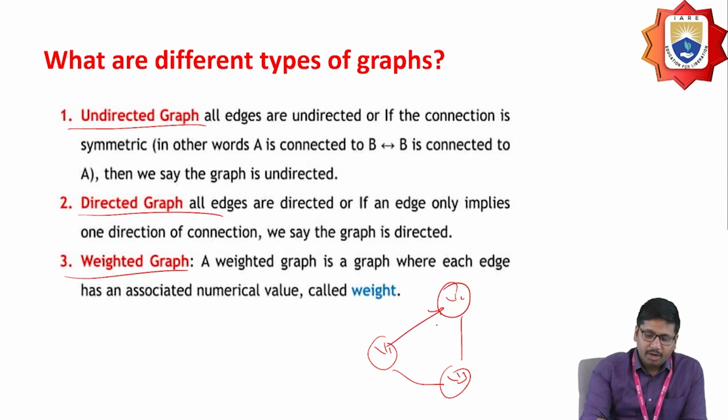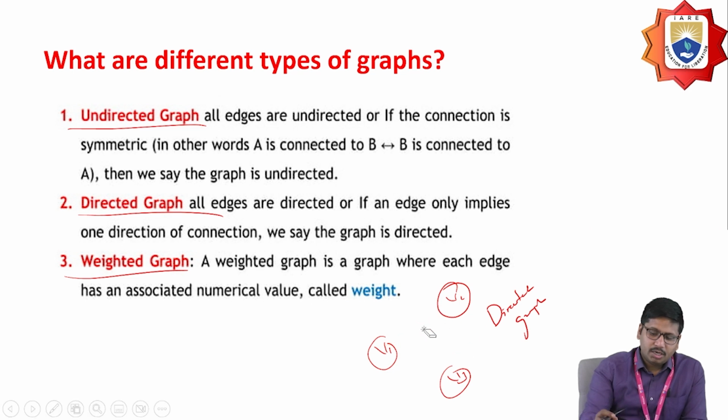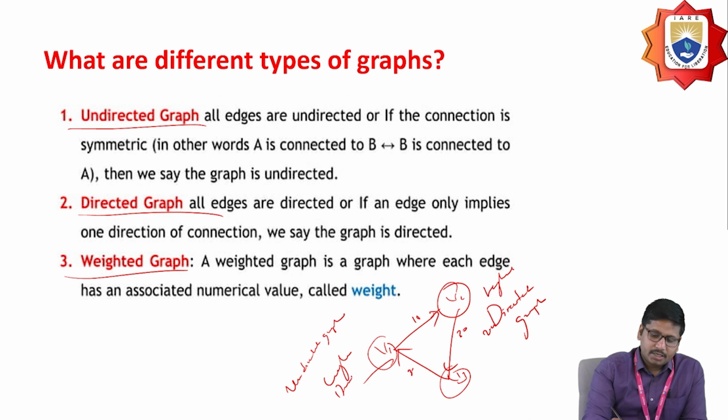Similarly, if I maintain directions between the vertices, then I can say it is a directed graph. If I do not maintain directions, then it is an undirected graph. A weighted graph means that in the edges, I assign some weights between them. So I can say this is a weighted undirected graph. Whereas if I maintain the arrows, then I can say this is a weighted directed graph.